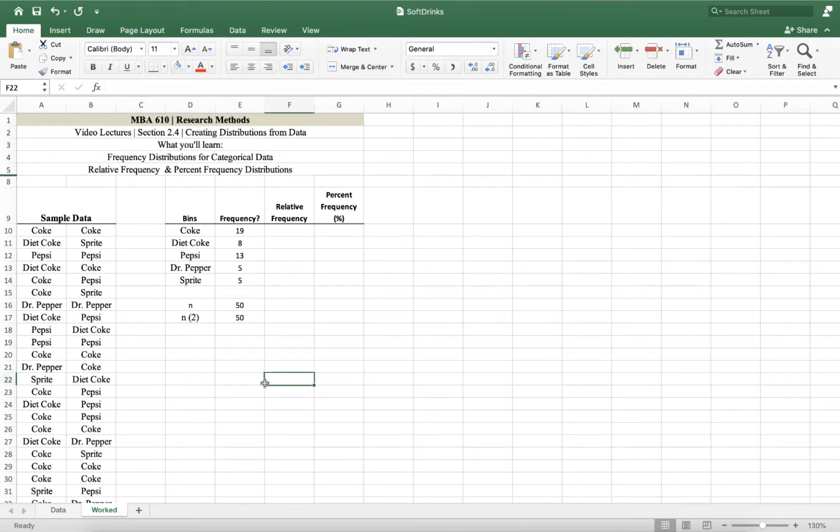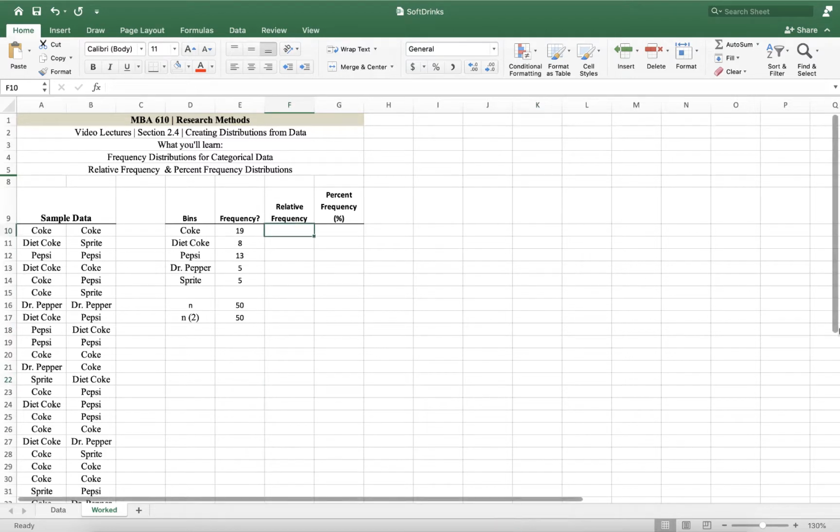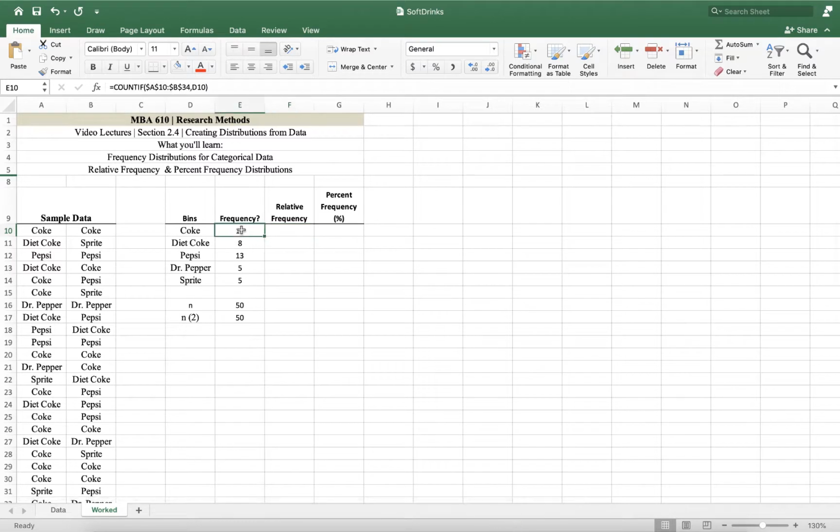Okay, so relative frequency is going to give us the decimal. What is 19 out of 50? So relative frequency is just defined as the frequency of the data point or of the observation. Coke has 19 sales divided by the number of observations in the data, which is represented by this number n here of 50. So we're going to say that our relative frequency of Coke is just 19 divided by 50.